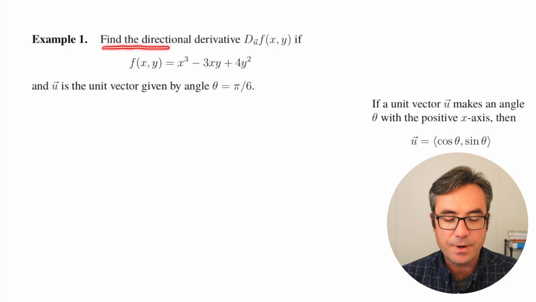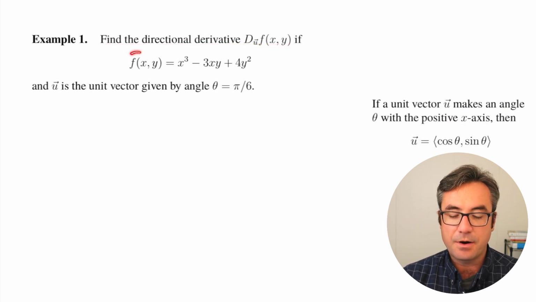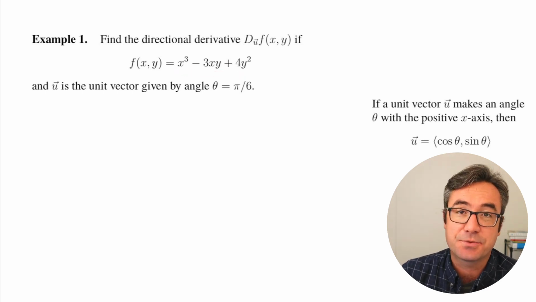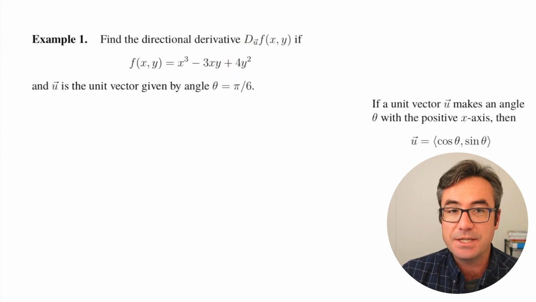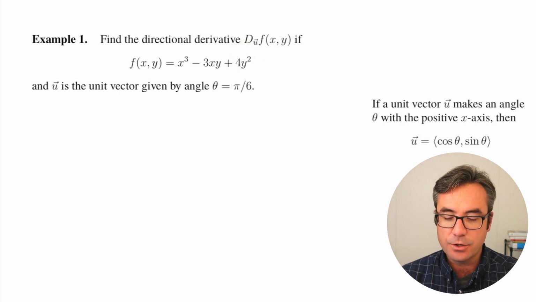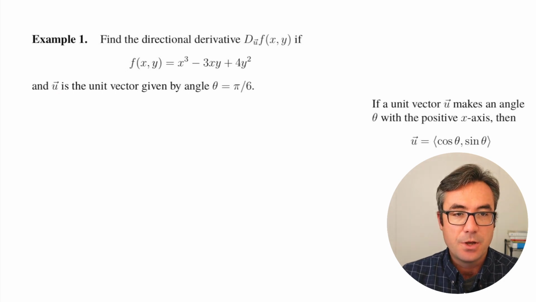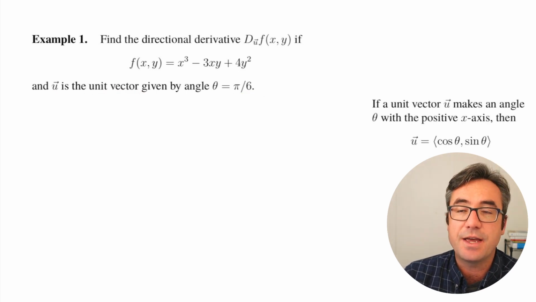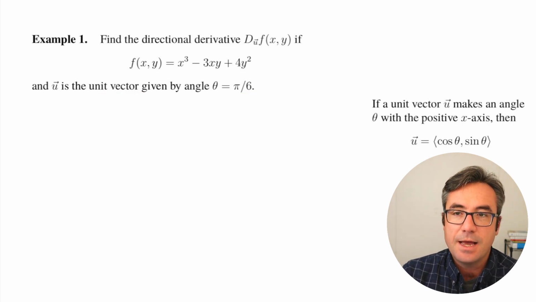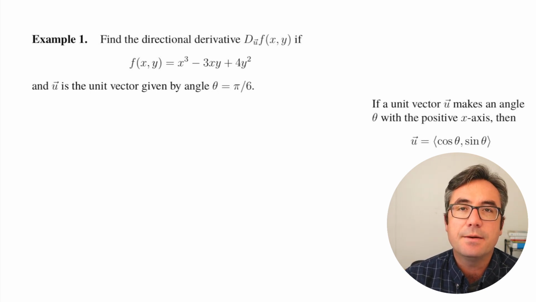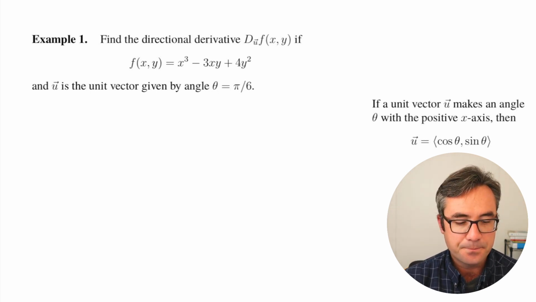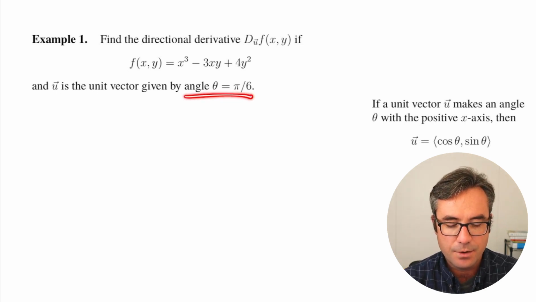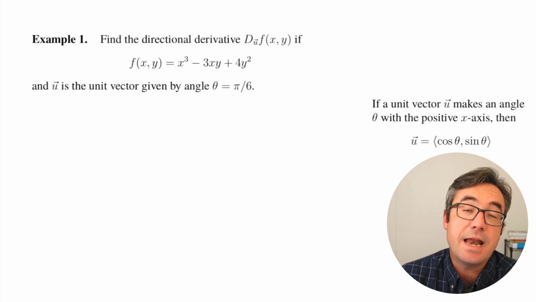So let's find the directional derivative of our function f of x, y, where the function here is x cubed minus 3xy plus 4y squared. So that's our function. And we're going to look in the direction of vector u, where u is the unit vector where we specify the angle here. So theta equal to pi over 6. And so this is a fairly common way to specify a unit vector. So it's going to help us to remember how do we find the unit vector if we're given an angle.